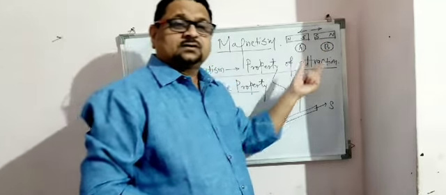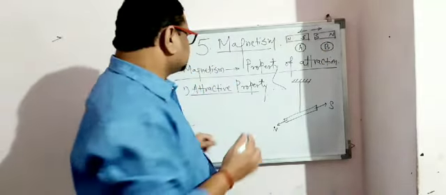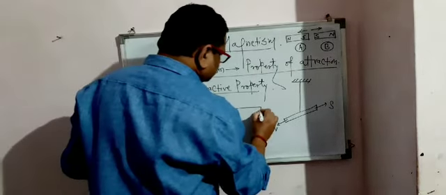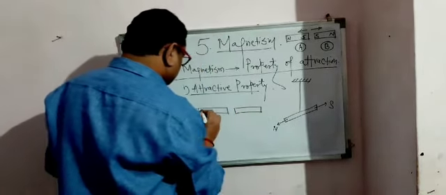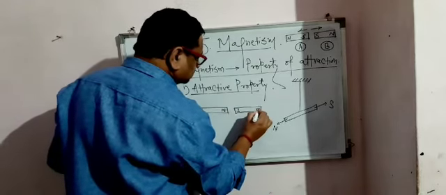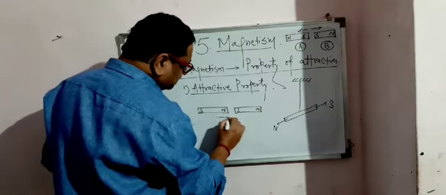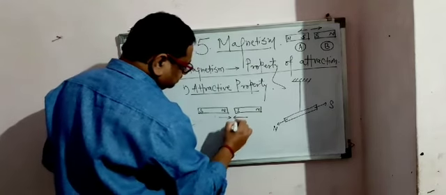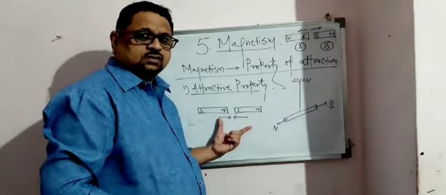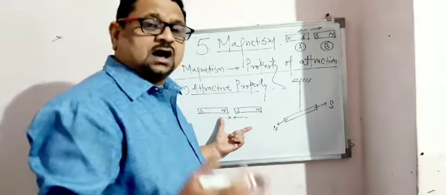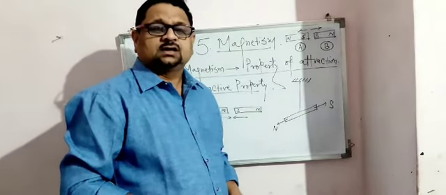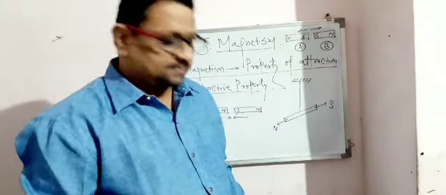And if there are two unlike poles like this, south, north, south, there will be attraction. So like poles repel, unlike poles attract. That is the third property, which is a very important property of a magnet.